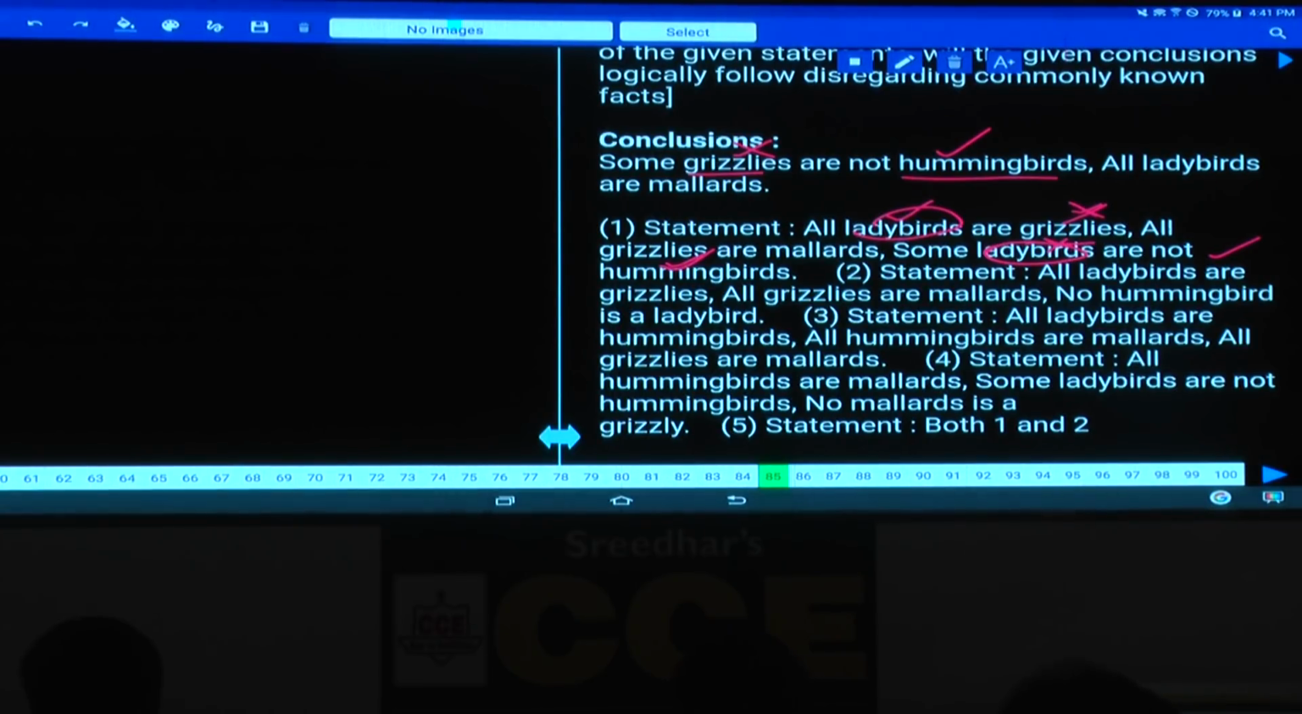With the help of which two statements? The first one and the third one. Clear now? With the help of the first and the third statement, I can derive the first conclusion. Then coming to the next one. What is the next one here?